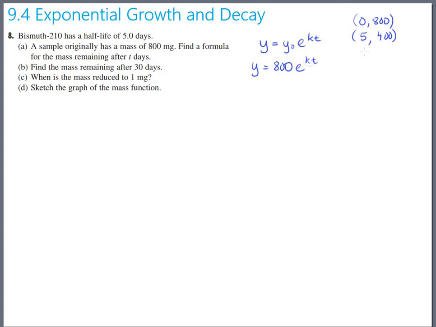And by the way, that doesn't mean at day 10 you're down to 0. It actually means at day 10 you have half of that, you're down to 200. And at day 15 you're down to 100, and so on. It always gets cut in half. But we really only need one more point, so let's just use this one. So we can say at time 5, the amount is 400.